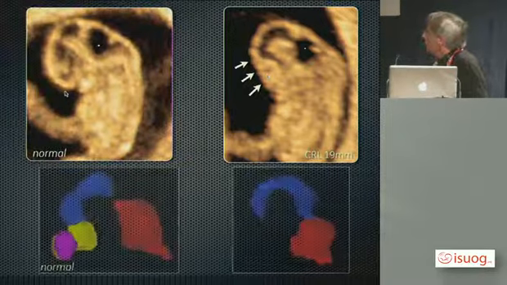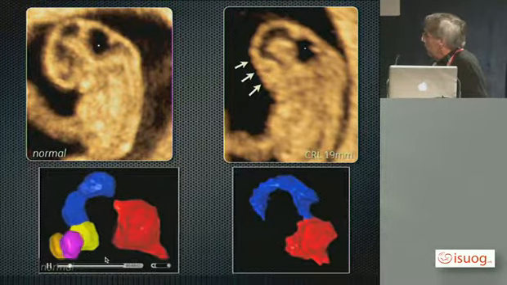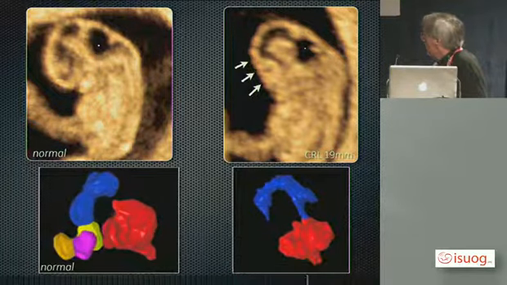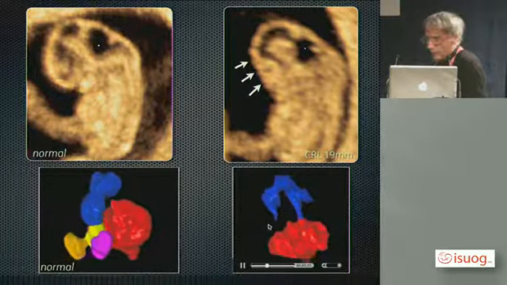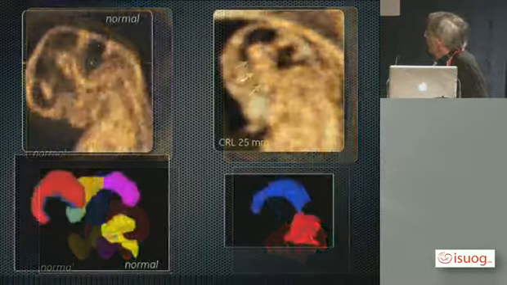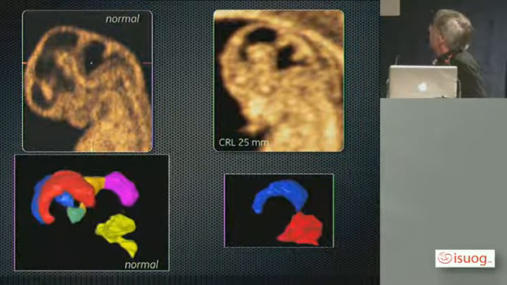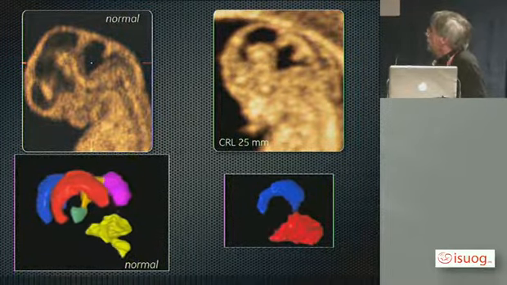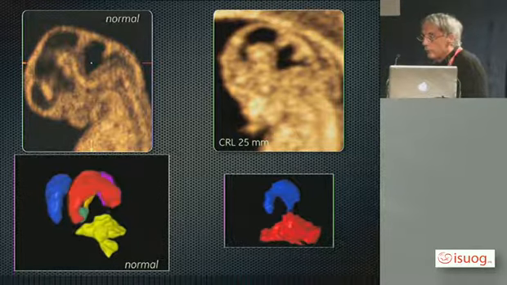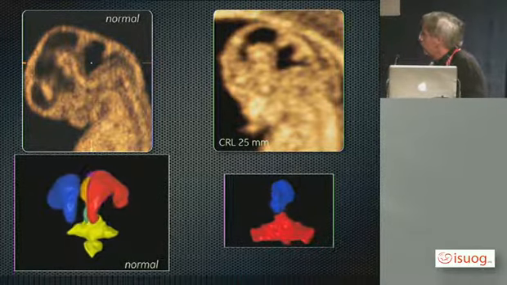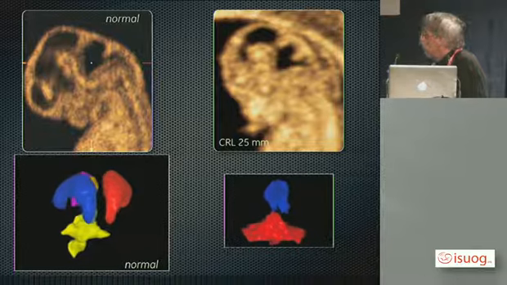This was a normal one, 3D rendering of a normal one, and this one, no prosencephalon. So at this stage, this was at 9.5 weeks. It was possible to say, yes, something is wrong, but it was 5 years ago. I was not able to tell what was the problem.